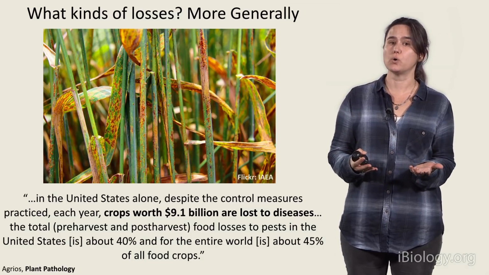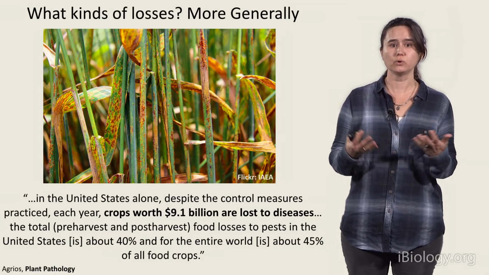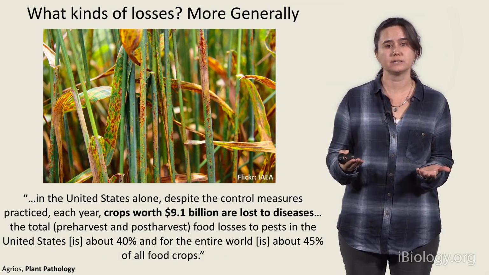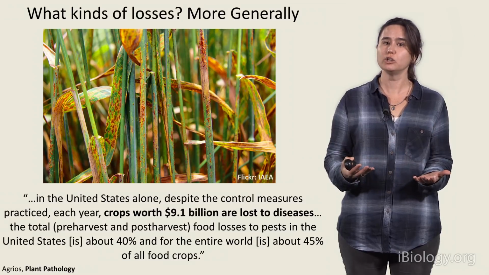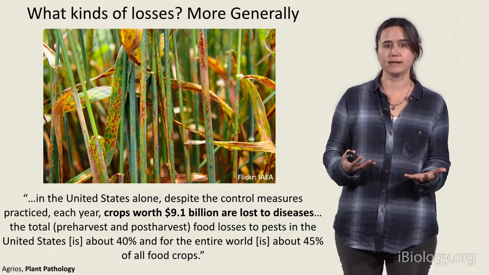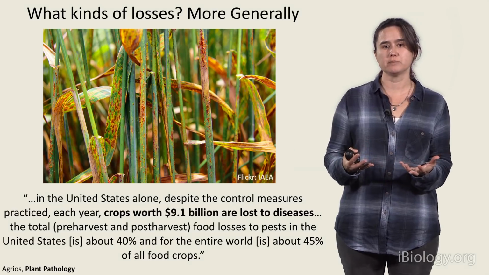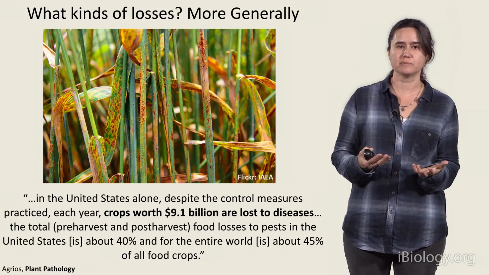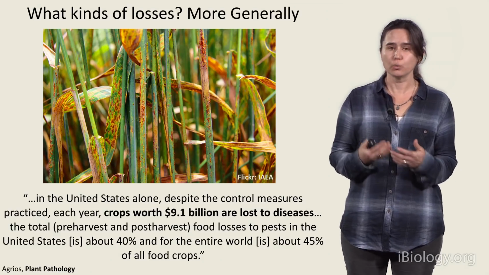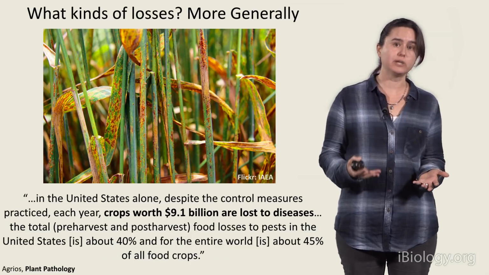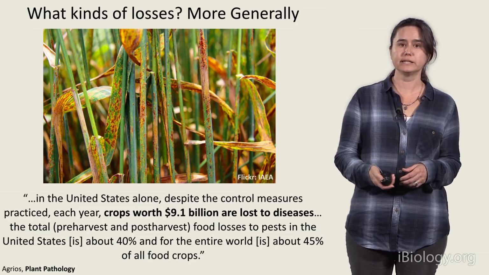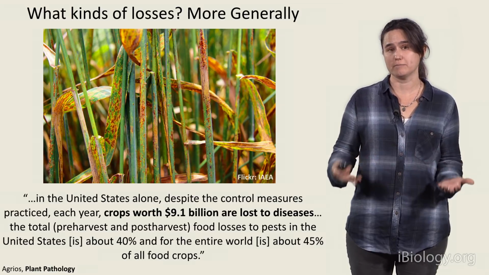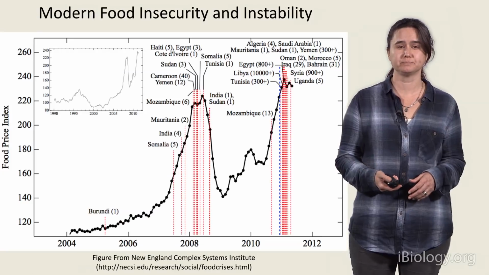In the United States alone, despite our attempts to control disease, each year crops worth at least $9.1 billion, I would say, are lost to diseases. That's a huge impact on our economy caused by diseases. And the total pre-harvest and post-harvest food losses to pests in the United States is about 40%, and for the entire world is about 45% of all food crops. We lose a lot of our food that we grow to disease. And that's clearly a very important impact that diseases have on humans.